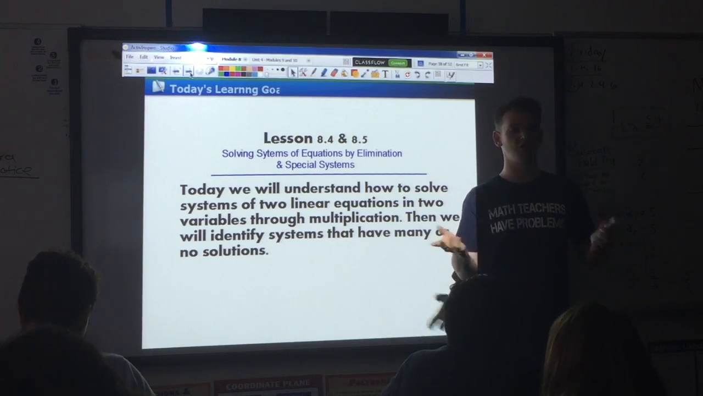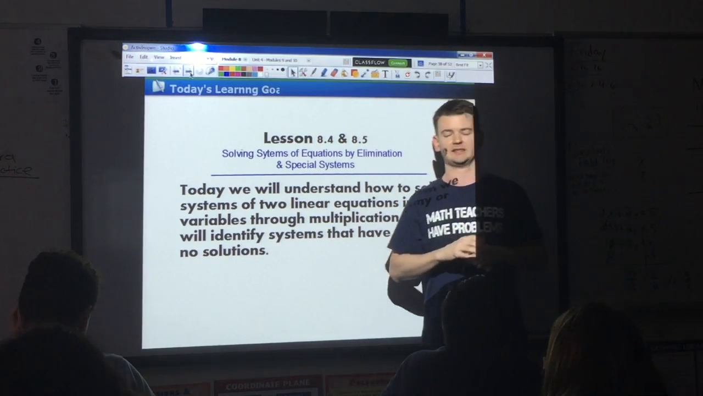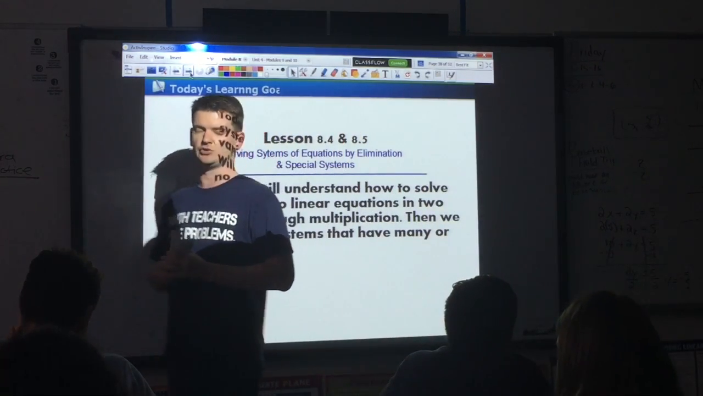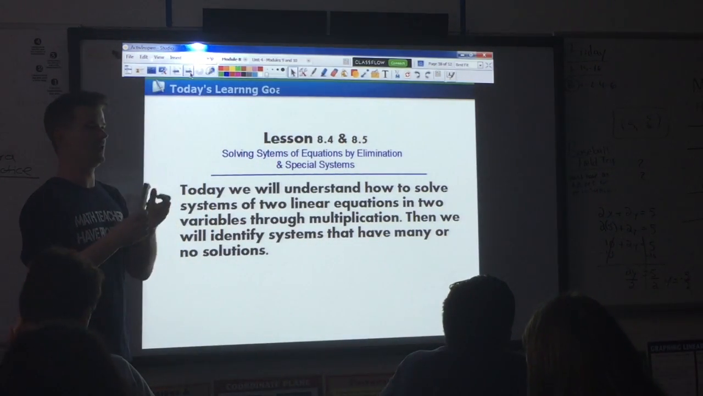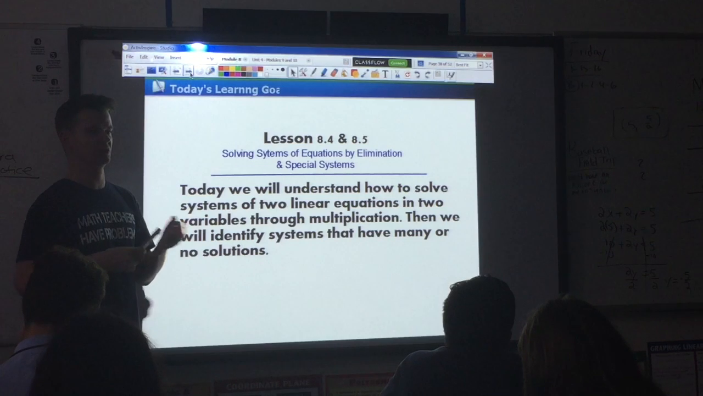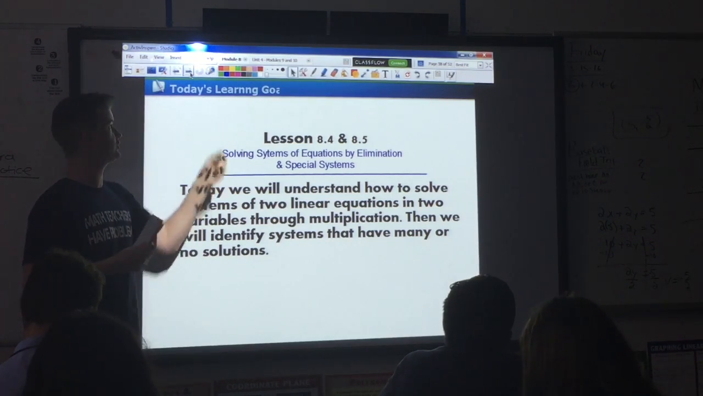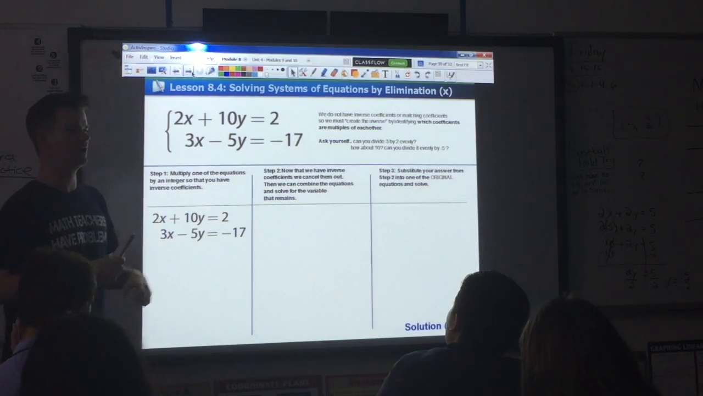Once again, in a perfect world, that'd be all we have to do, but unfortunately that's not the case. There will be times where we do not have inverse coefficients. There will be times where we don't even have the same coefficients. We can still go in and create the inverse. It's just going to require a little math.